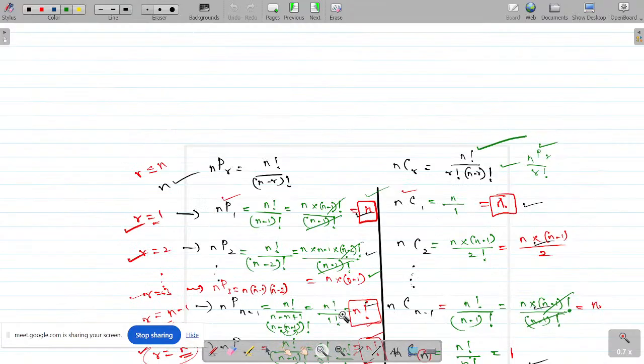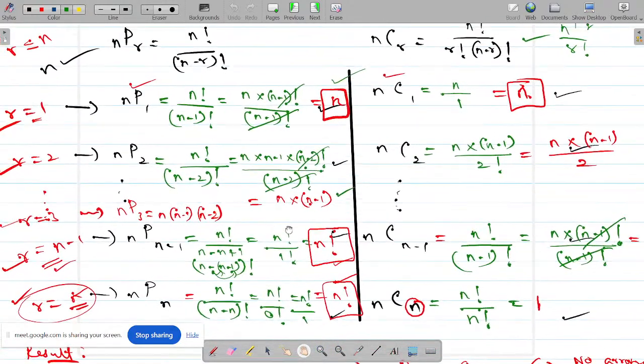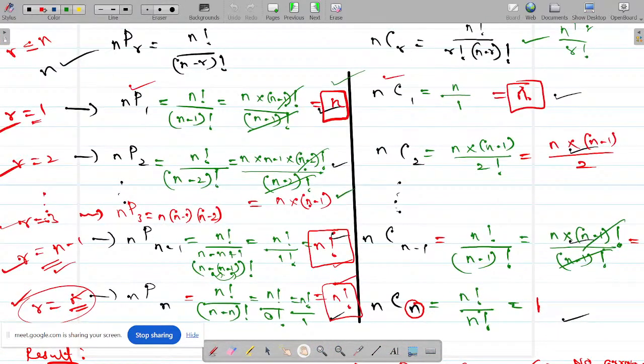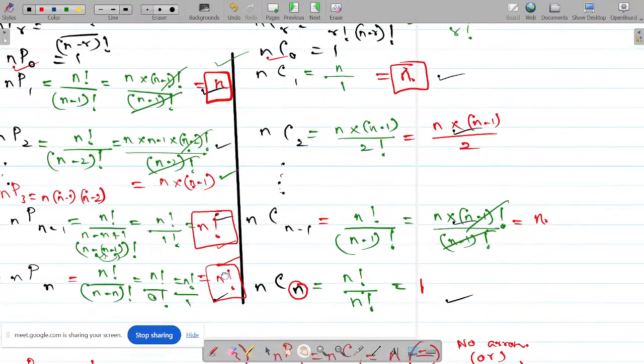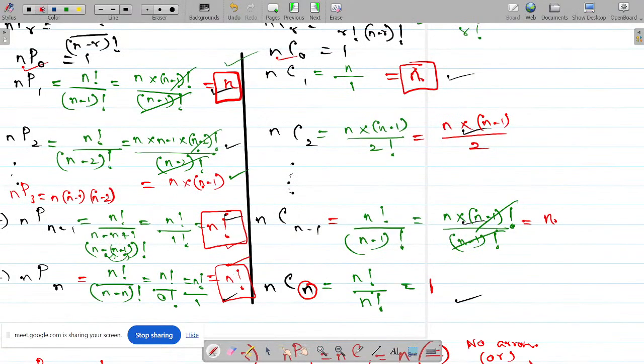Just tell me what is NC0. Actually, I have to work out NP0 also, but we already have done this one. So NP0 is one we know. What is NC0? One we know. Now, what happens here is already I have done a box with NC1. Now, I'll compare with this one. What's the value? N. I request you to have a note on the R value.